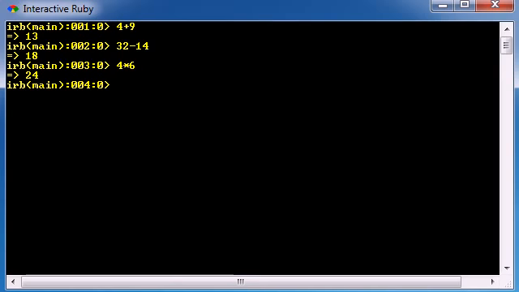Now, division is a little bit different. Anytime you want to divide, such as 9 divided by 3, you need to use the front slash. Go ahead and hit enter, and you have 3.